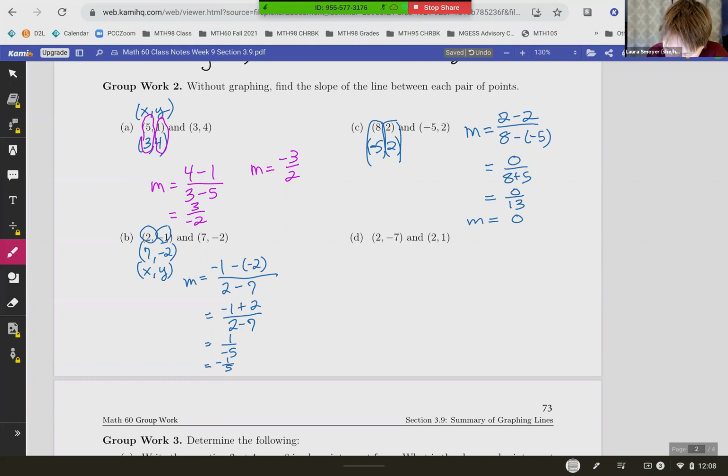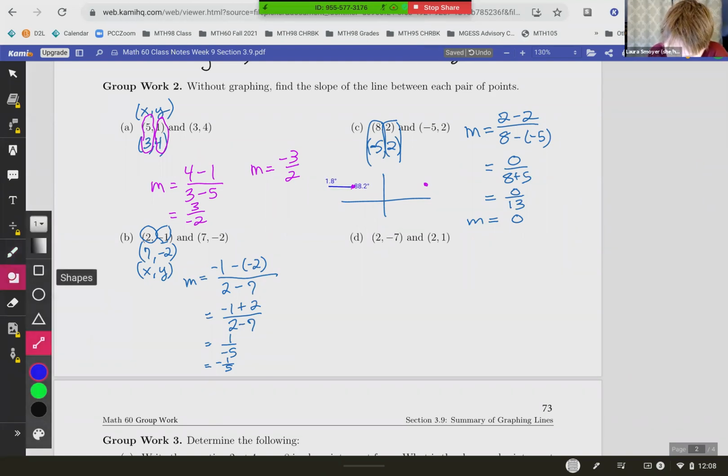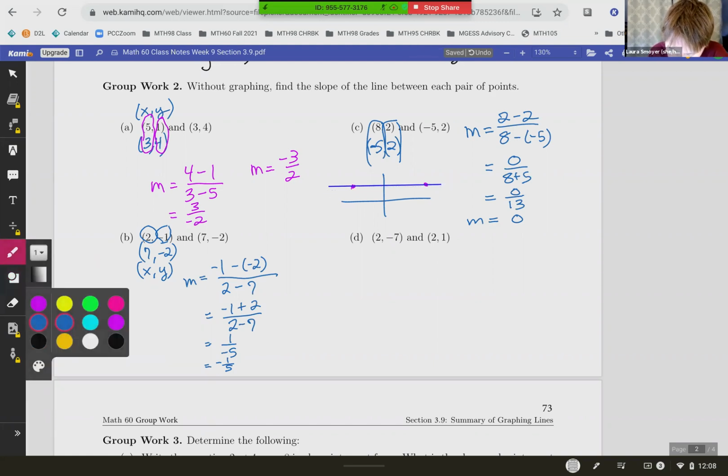And I can just double check if I think about what this one looks like. If I just estimate the ordered pair 8, 2 and -5, 2, I see that I am graphing a horizontal line. So that kind of confirms that my slope should be 0.